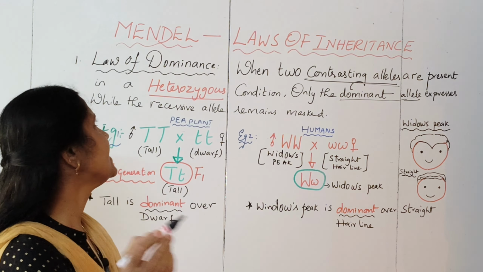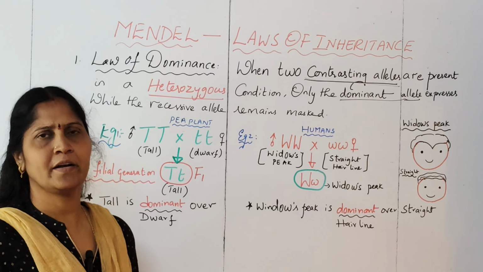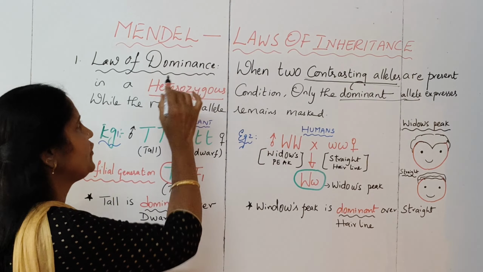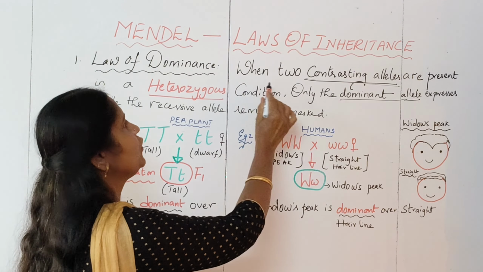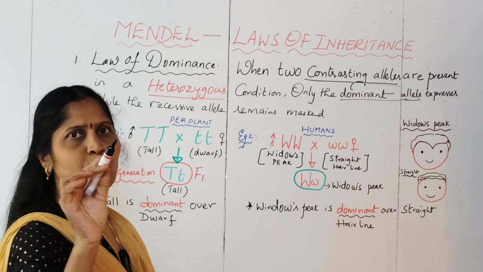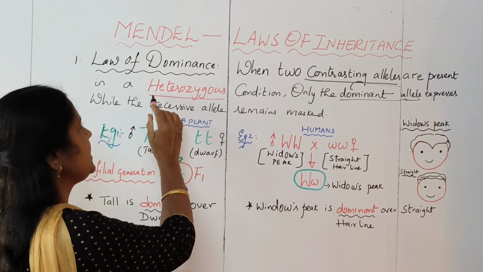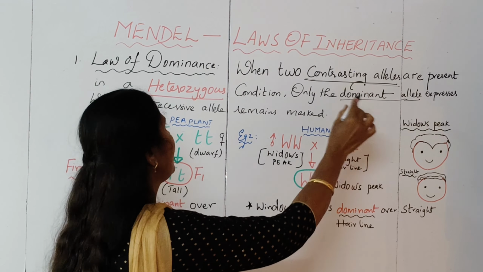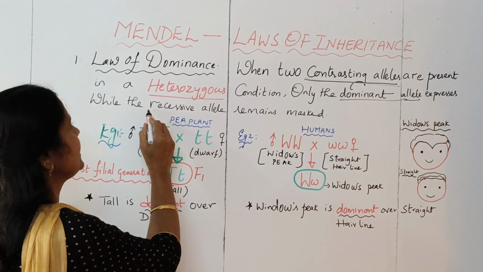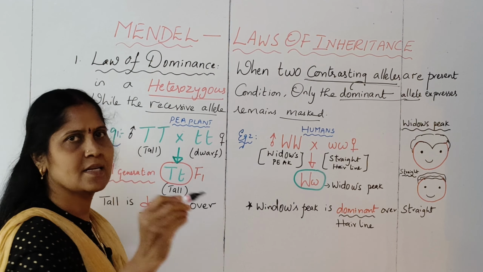So today let us learn Mendel's laws of inheritance, the first law, that is the law of dominance. What this law of dominance states is when two contrasting alleles are present in a heterozygous condition, only the dominant allele expresses while the recessive allele remains masked.